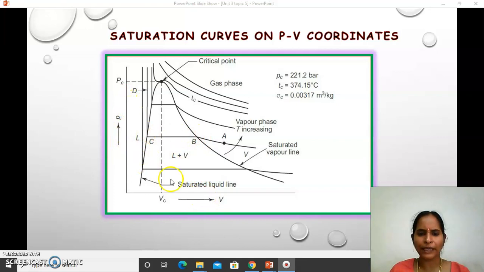In the PV diagram, pressure versus volume, when you draw at the critical pressure of 221.2 bar, this is the critical volume. For water, the critical volume is 0.00317 cubic meter per kg. When you keep these two values, the water suddenly flashes into water vapor.